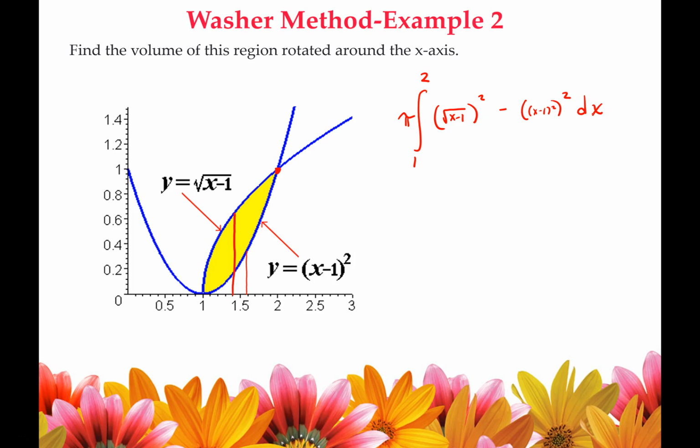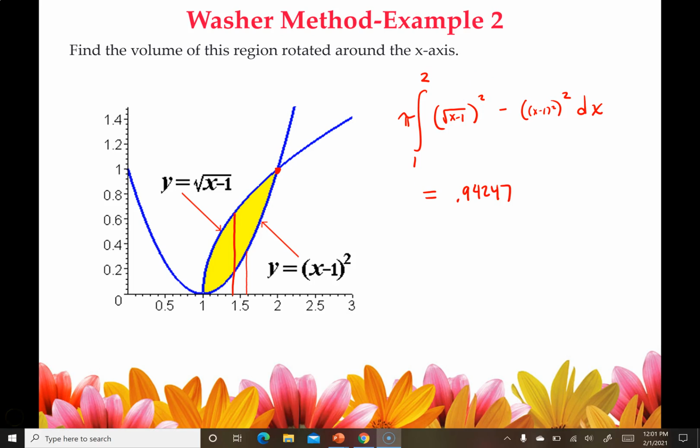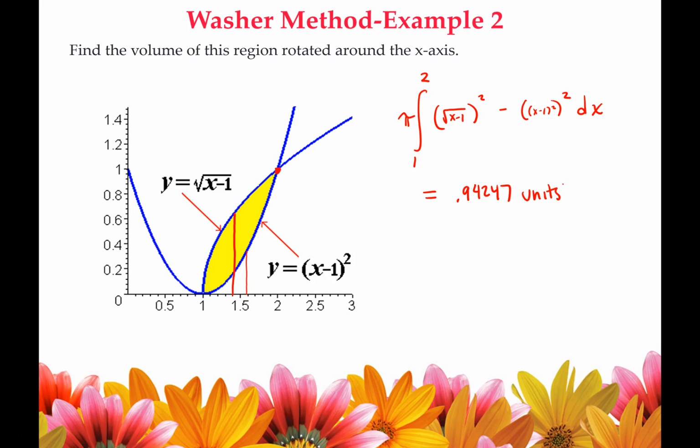You can certainly simplify this if you want before you put it in your calculator. For example, the squared and the square root will cancel out, but you're just going to go ahead and plug that into your calculator. And why don't you confirm that you get the same answer as me? I get 0.94247, and again, that's going to be units cubed.